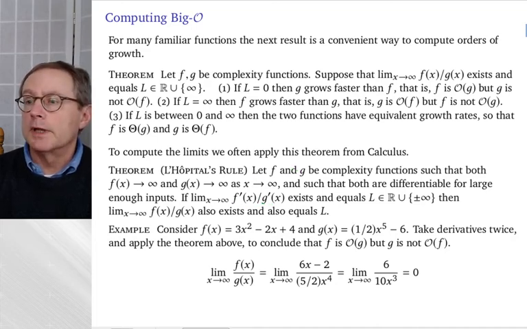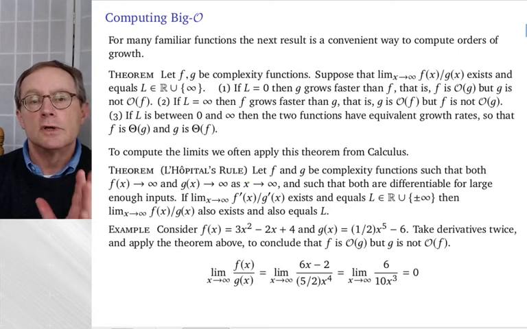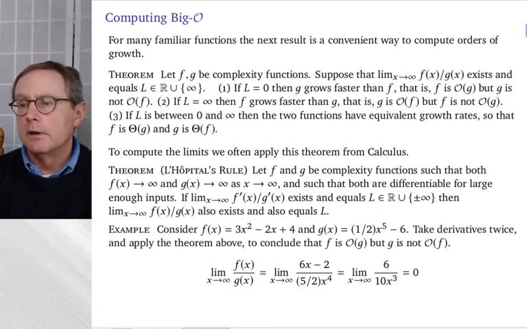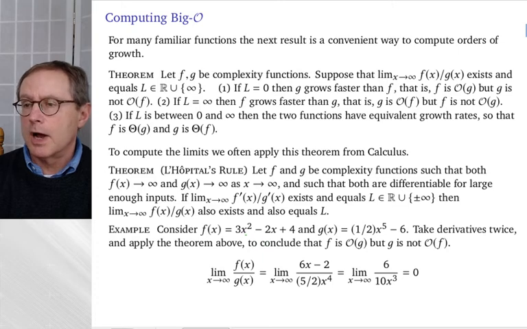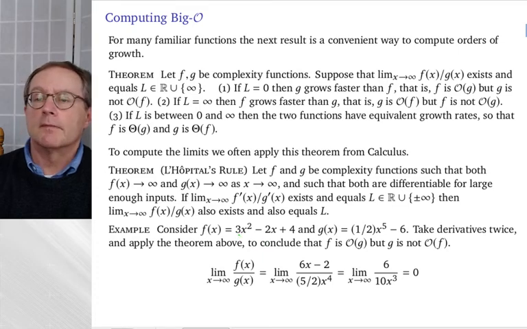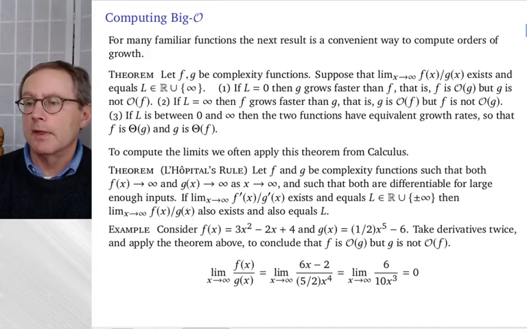So assume that f and g are complexity functions that both go to infinity as x goes to infinity, and such that both are differentiable for large enough inputs. So the usual stuff at the beginning. If f prime over g prime exists, then f over g exists and equals the same value. If f prime over g prime exists, in other words, when you compare the orders of growth, if when you compare the orders of growth you come up with a function, why then you can compare the functions themselves, or the fraction of the functions themselves.